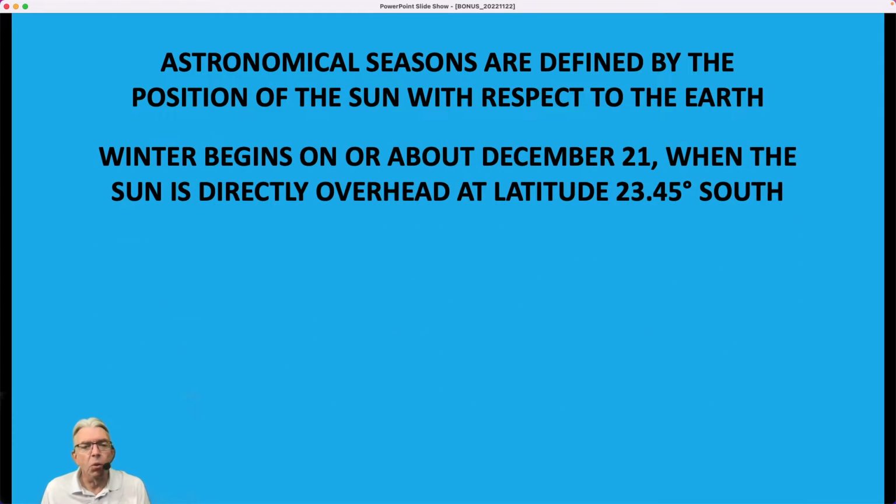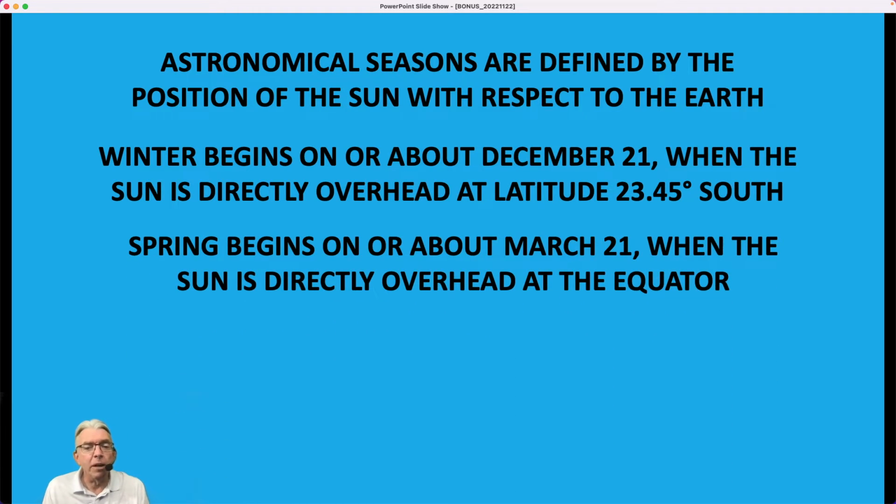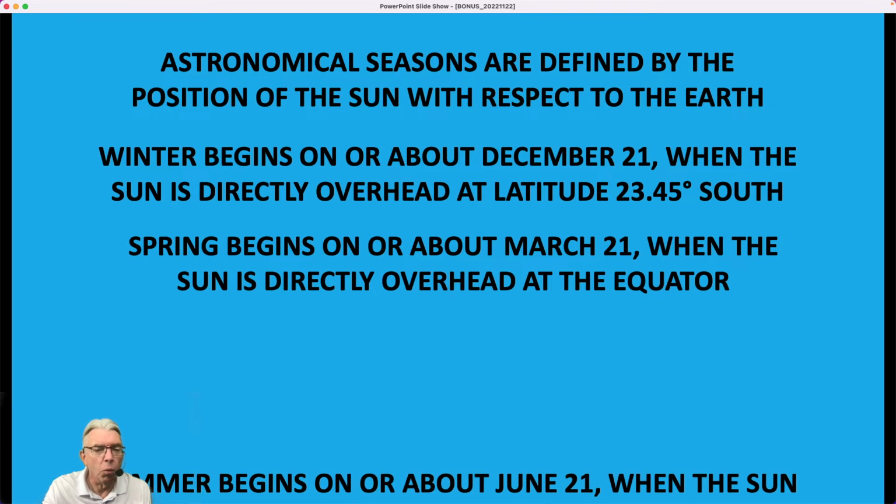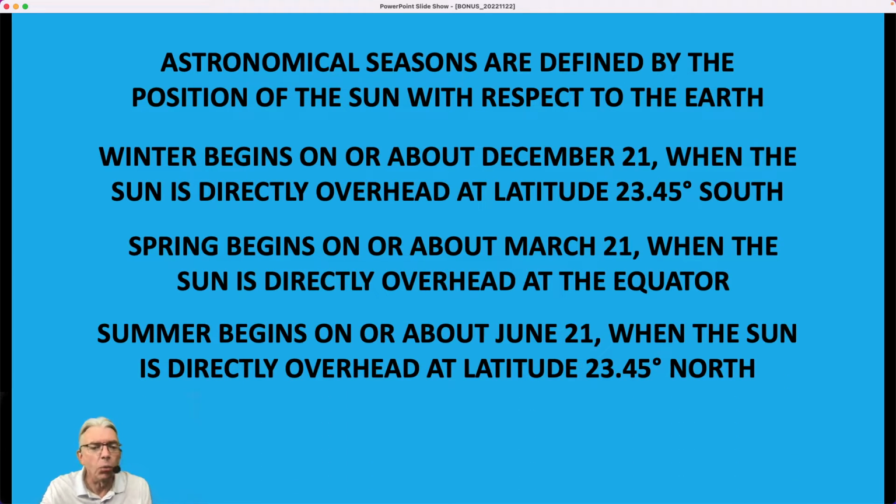So the astronomical seasons are defined by the position of the sun with respect to the Earth. And so winter begins on or about December 21st when the sun is as far south as it goes, 23.45 degrees latitude south, and that's when it's summer in the southern hemisphere. Now, spring begins on or about March 21st when the sun is directly overhead at the equator. We call that the vernal equinox.